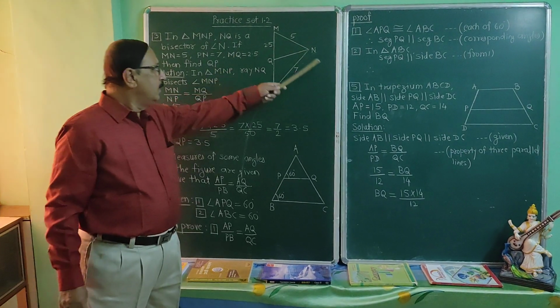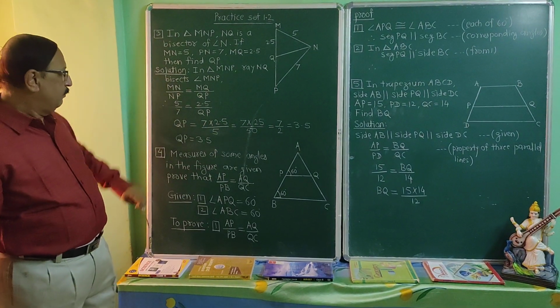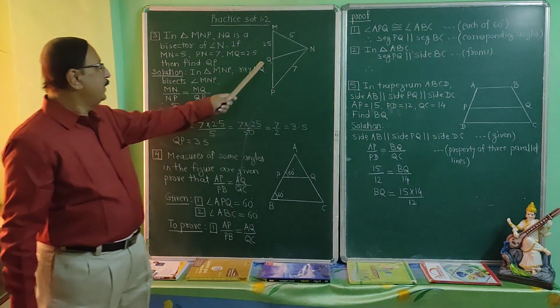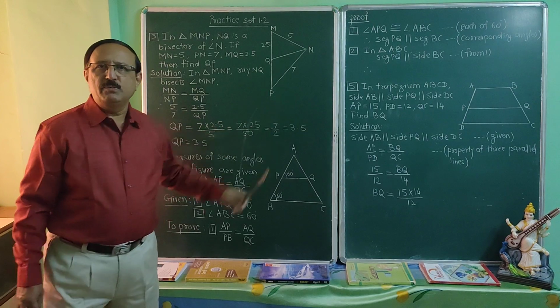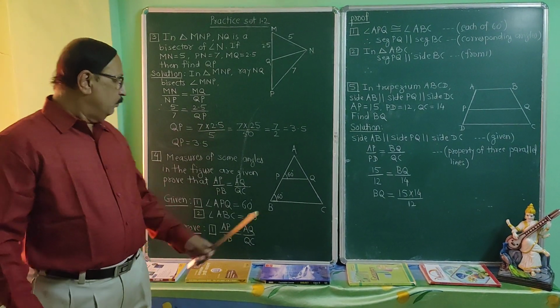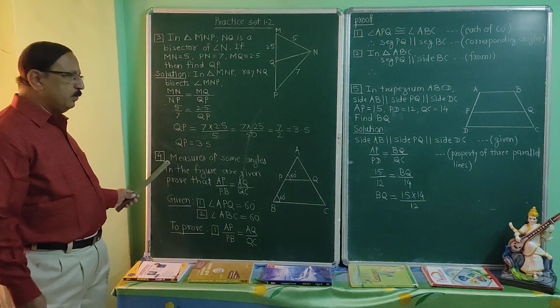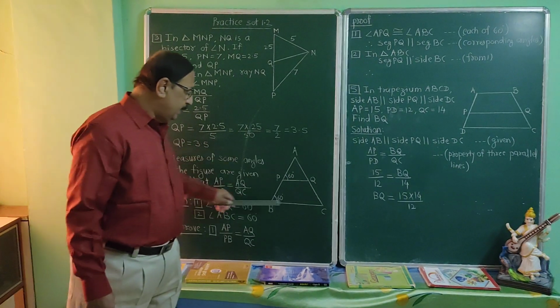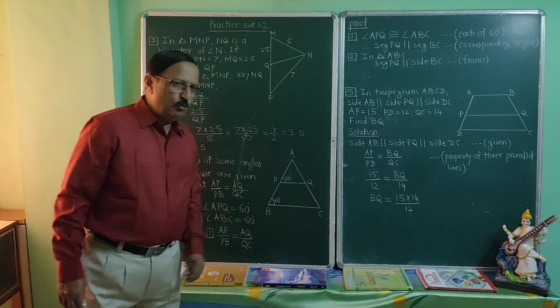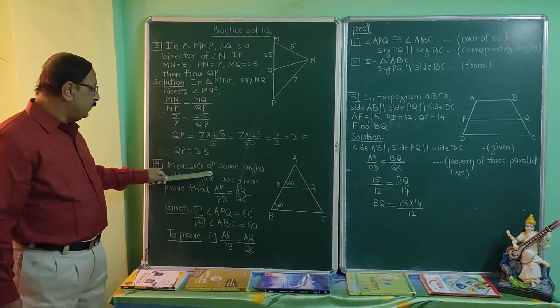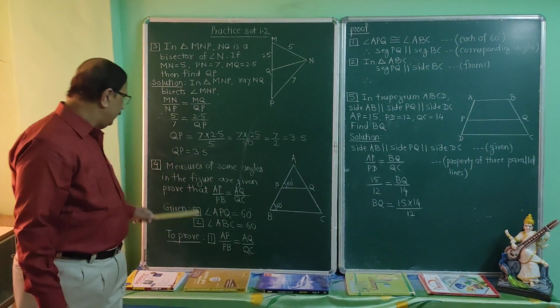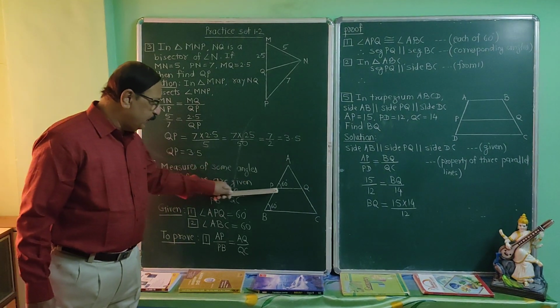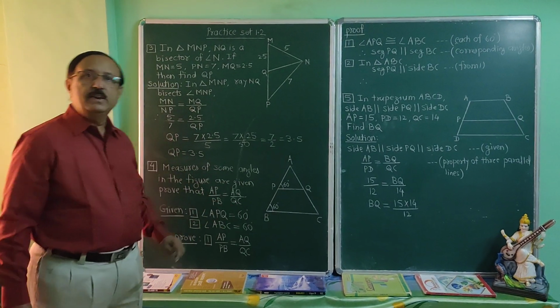This is question number 3. Length of segment QP is equal to 3.5. Now, we will discuss question number 4. Here the figure is given. Measures of some angles in the figure are given.